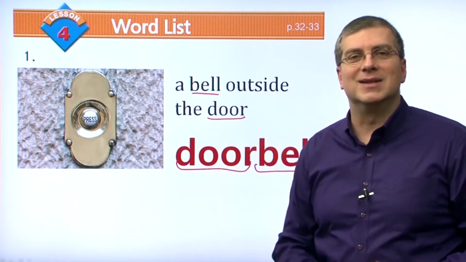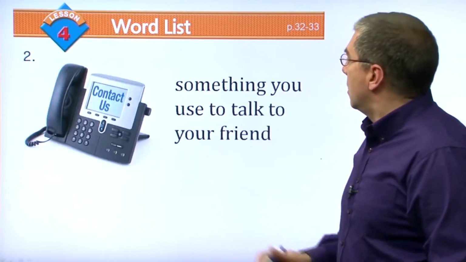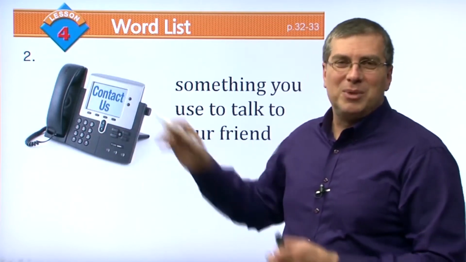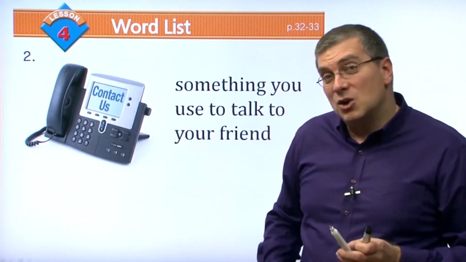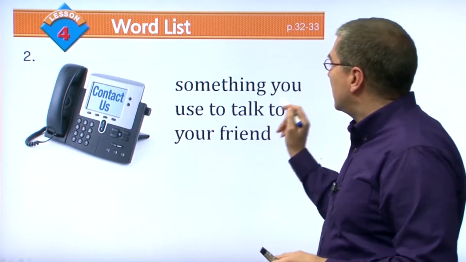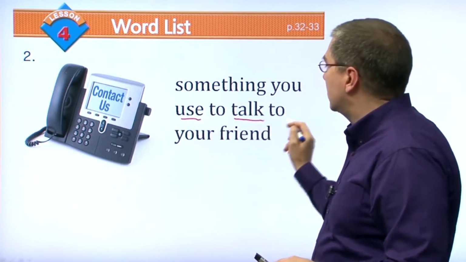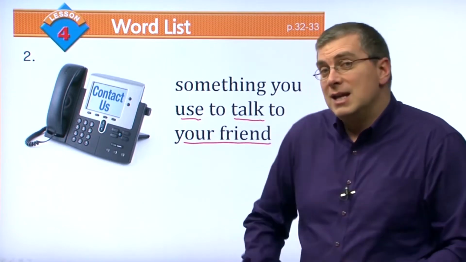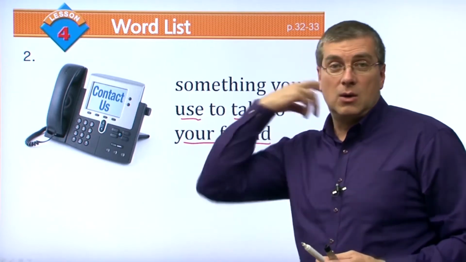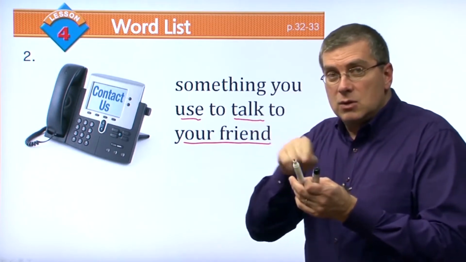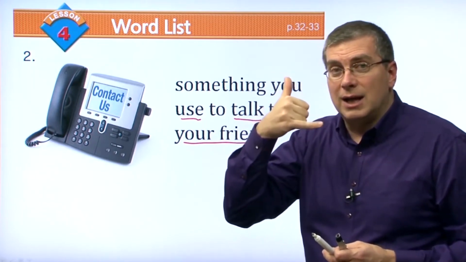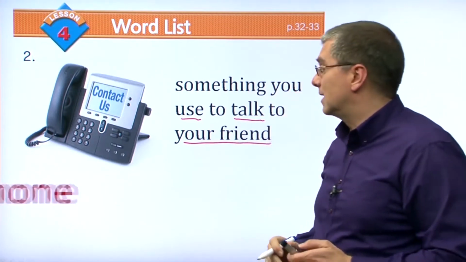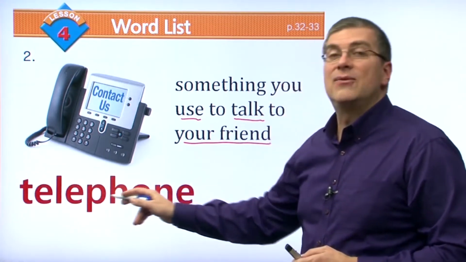Doorbell, very easy. Okay, the next word, what is this? This is very old, right? Probably you have a small one in your pocket. Something you use to talk to your friend. You take this out of your pocket or your backpack, you can call your friend on it, and you can talk to your friend. What is it called? It's a telephone.